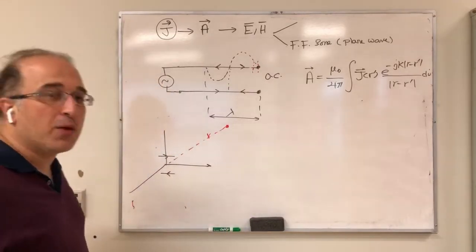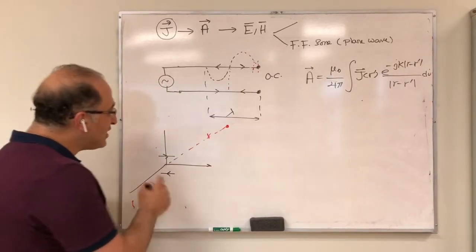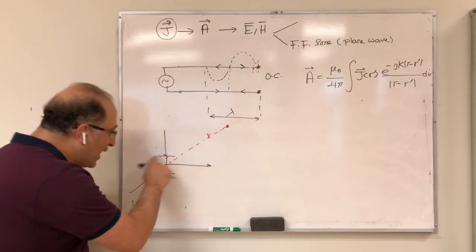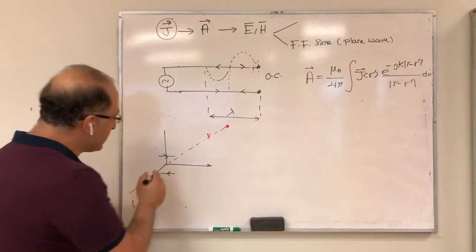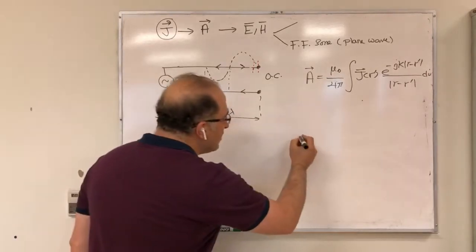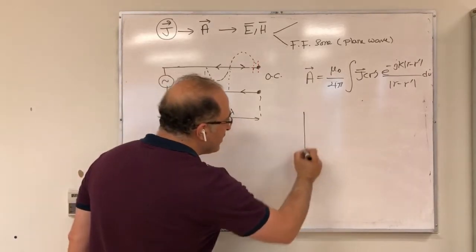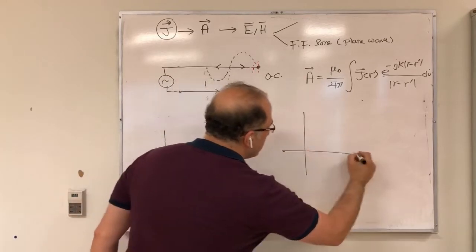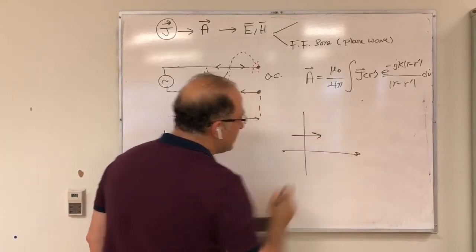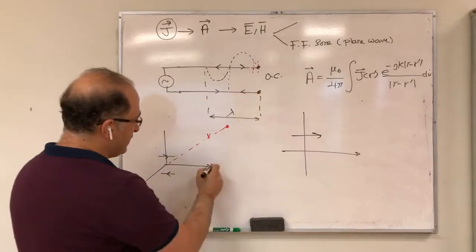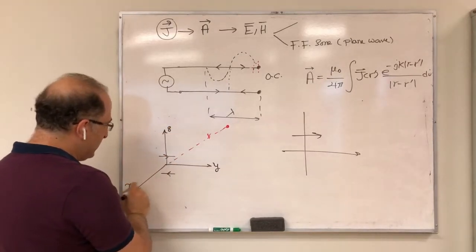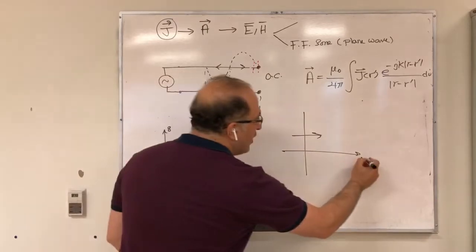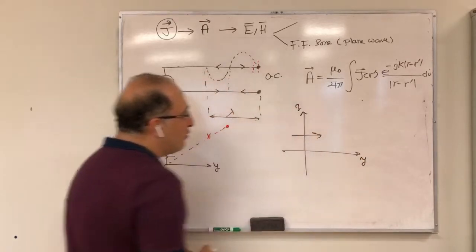And what is your R prime? R prime is a vector that spans over the current to get the different components of this current. For example, if I zoom in a little bit here, this is my current here. So for example, let's say this is Y, this is Z, this is your X. Now, what is R prime?